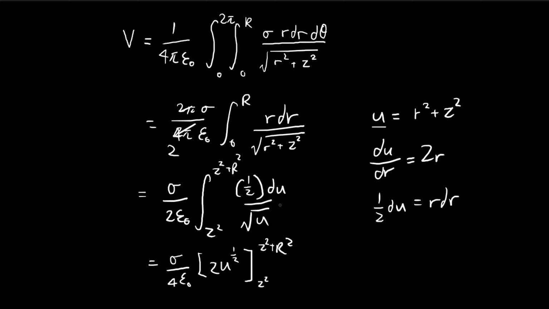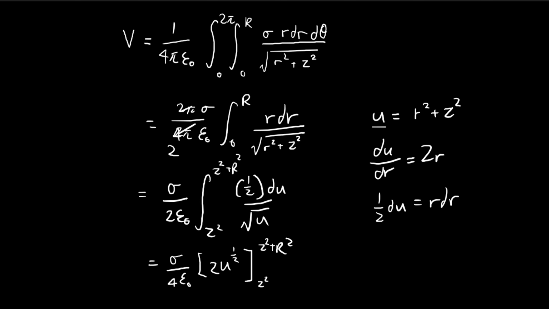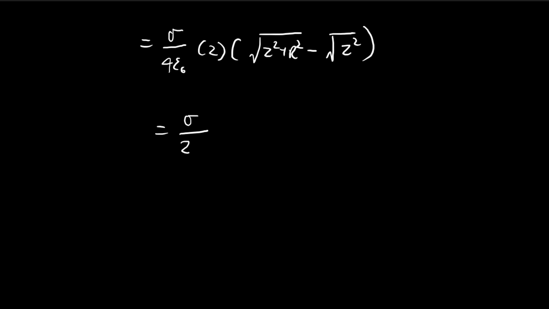So now we can just substitute the numbers in. Here we get, so we have a 2, so let's just pull that out. Then we have the square root of z squared plus R squared minus the square root of z squared. So there you have it. With a tiny bit of simplification, we get this result: the square root of z squared plus R squared, minus z. So this is our answer.